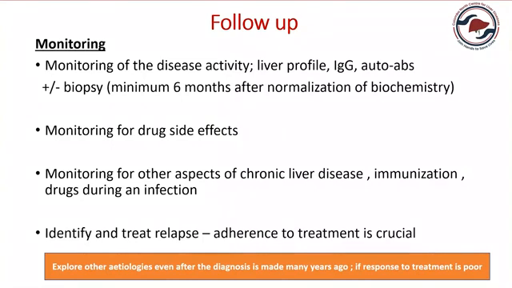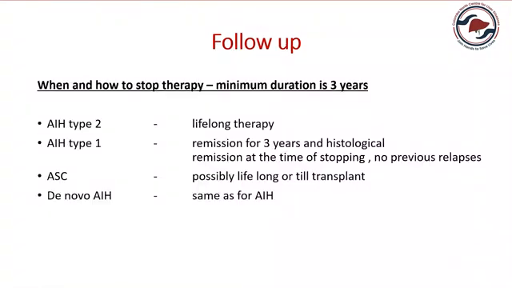When and how to stop therapy when you are on treatment? Autoimmune hepatitis type 2 needs lifelong therapy, because otherwise they'll relapse. Autoimmune hepatitis type 1, if the child is in remission for 3 years and you have proved histological remission, you can consider stopping immunosuppression, but under close surveillance.